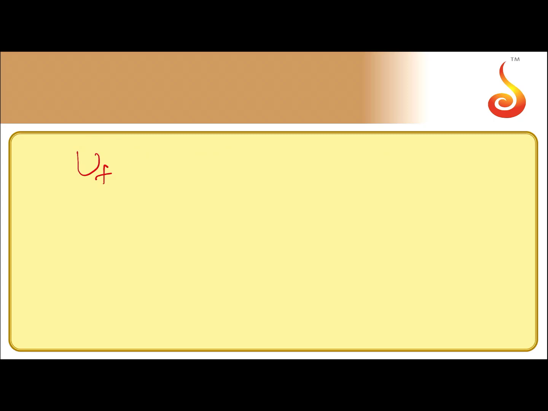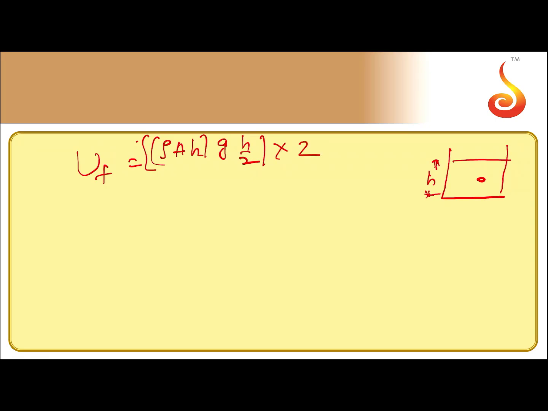And what is the final potential energy? If I consider final potential energy, this is a liquid column. I consider one cylinder, height is h, the center of mass is here. So this must be again mgh: density into A into h, that's mass, into G, center of mass is at a height of h by 2. And this is for one column. There are two columns, into 2.